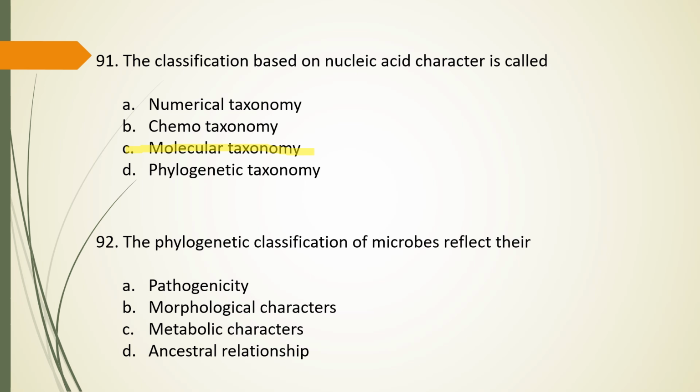Question number 92. The phylogenetic classification of microbes reflects their option A pathogenicity, B morphological characters, C metabolic characters, D ancestral relationship. The correct answer is option D ancestral relationship. This classification based on phylogeny organizes species or other groups in a way that reflects our understanding of how they evolved from their common ancestors.